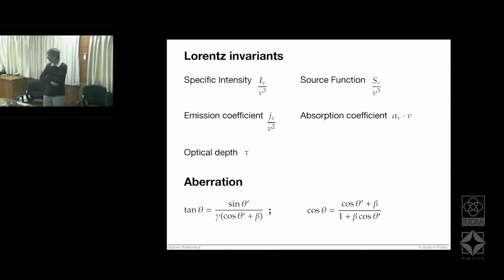Optical depth tau, if you define it in any frame, is a Lorentz invariant. Why is that? It is an optical path length, right? All lengths change, right? No, it is the integral of alpha_nu ds. That's the definition of optical depth.